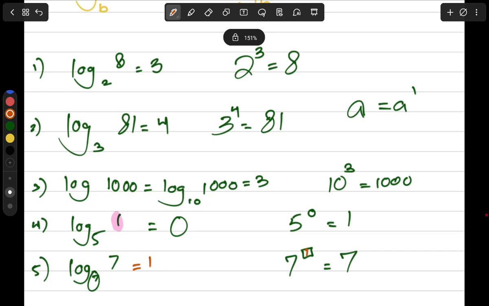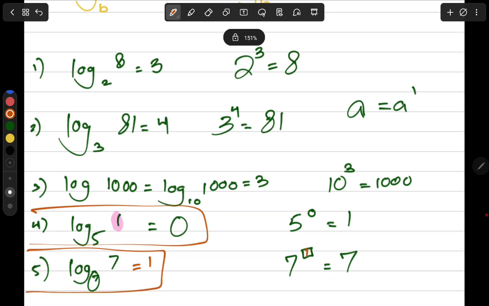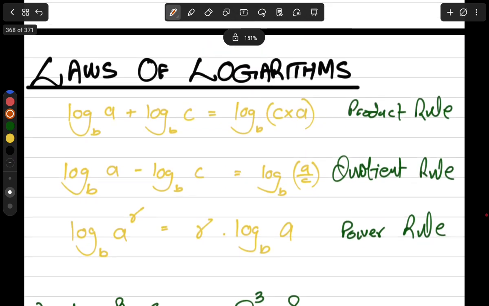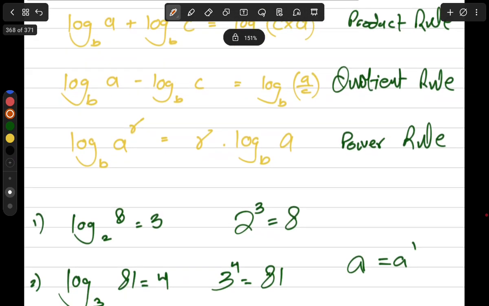Now from just 5 examples, we have already discovered 2 facts: that log 1 to the base anything is 0, and log a to the base a, log anything to the base anything, is just 1. Don't memorize them, they fall straight out of the definition. Now the question that students always ask is: why do logarithm laws even work? The laws that I stated here: the product rule, quotient rule, and power rule, right?